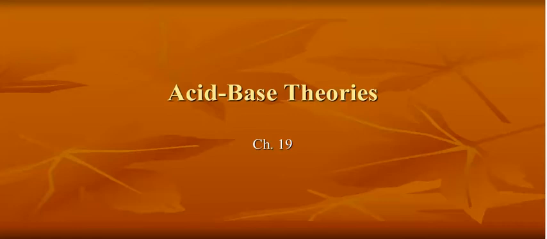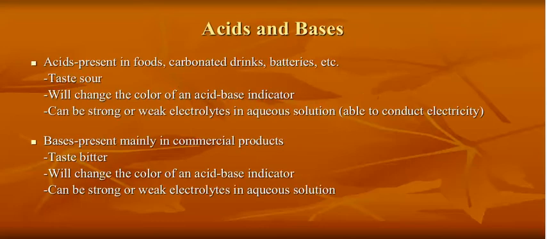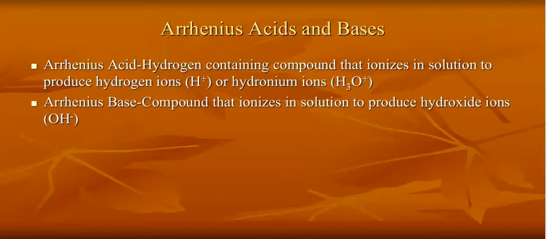There are three acid-base theories that we're going to look at, and they differ in how they define acids and bases. First of all, acids, present in a number of things, from food, carbonated drinks, to batteries, and so forth. They will taste sour. Bases are found mainly in commercial products, cleaning supplies, soap, and they will taste bitter. The first definition is the Arrhenius acid-base definition.